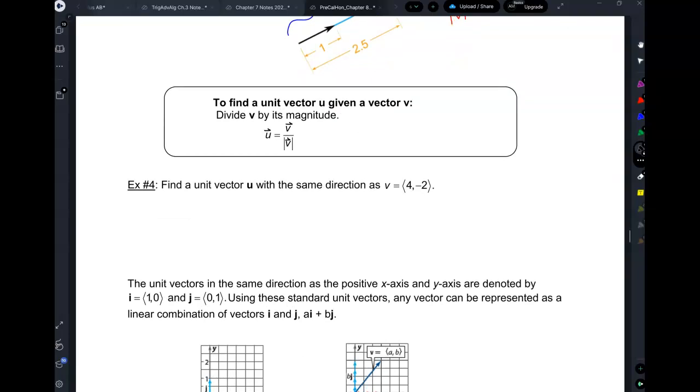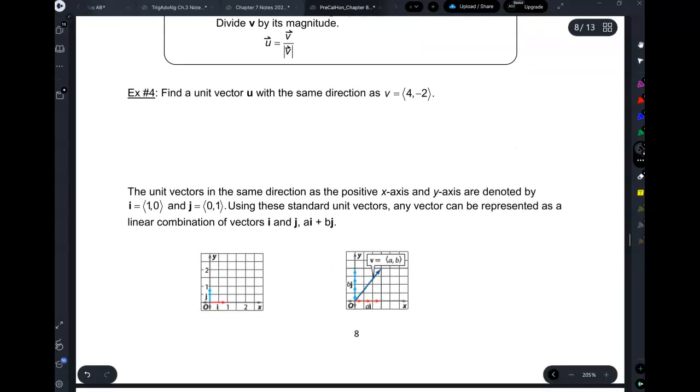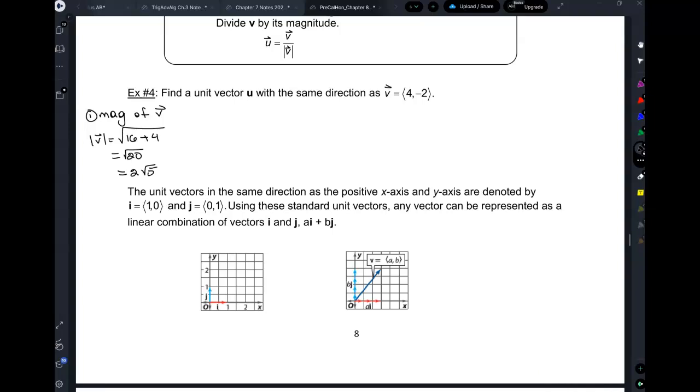Okay. So let's take a look at this unit vector here. We want to find a unit vector U with the same direction as V. Okay, so first what I need to do is find the magnitude of V. So that will be the square root of 16 plus 4, root 20. And of course, we always have to simplify our roots. So that will be 2 root 5.